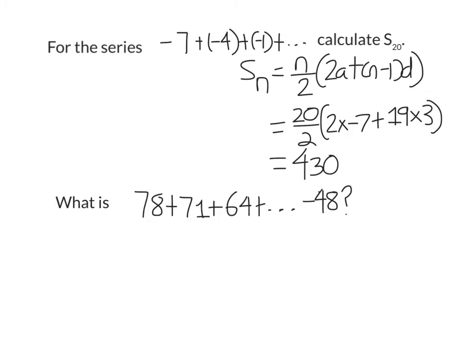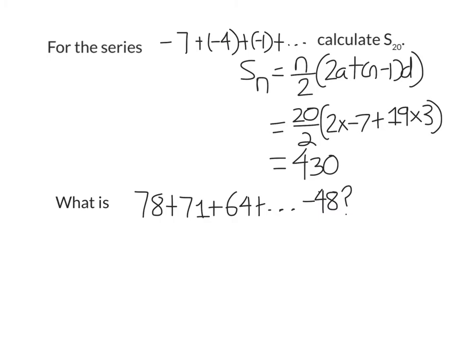The reason this is a little bit harder is that I have all the numbers here, but I don't know which term this is. Is this the 30th term? Is it the 40th term? I don't know. So I'm going to need to figure out which term this is in order to be able to calculate the sum.